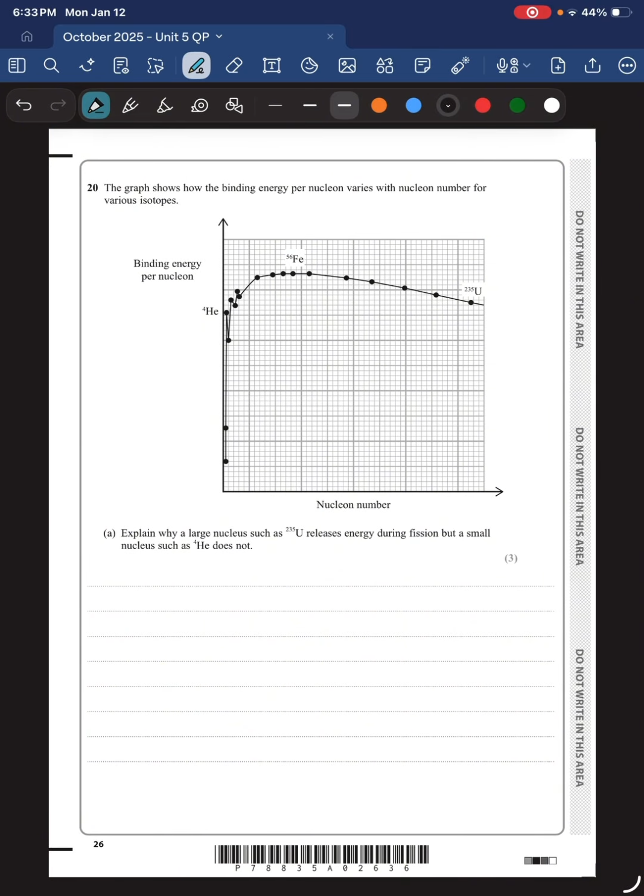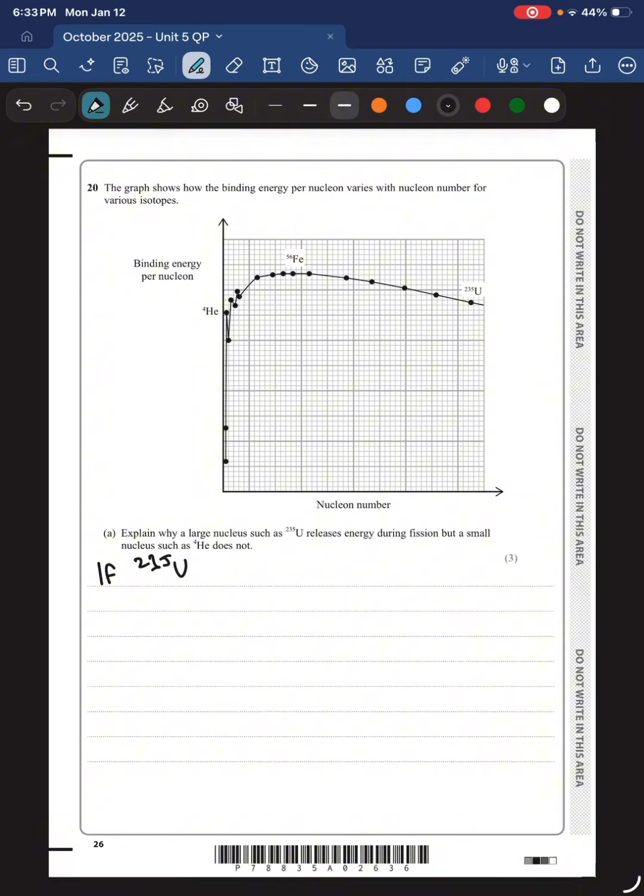The graph shows how the binding energy per nucleon varies with nucleon number for various isotopes. Explain why a large nucleus such as uranium-235 releases energy during fission, but a small nucleus such as helium-4 does not.